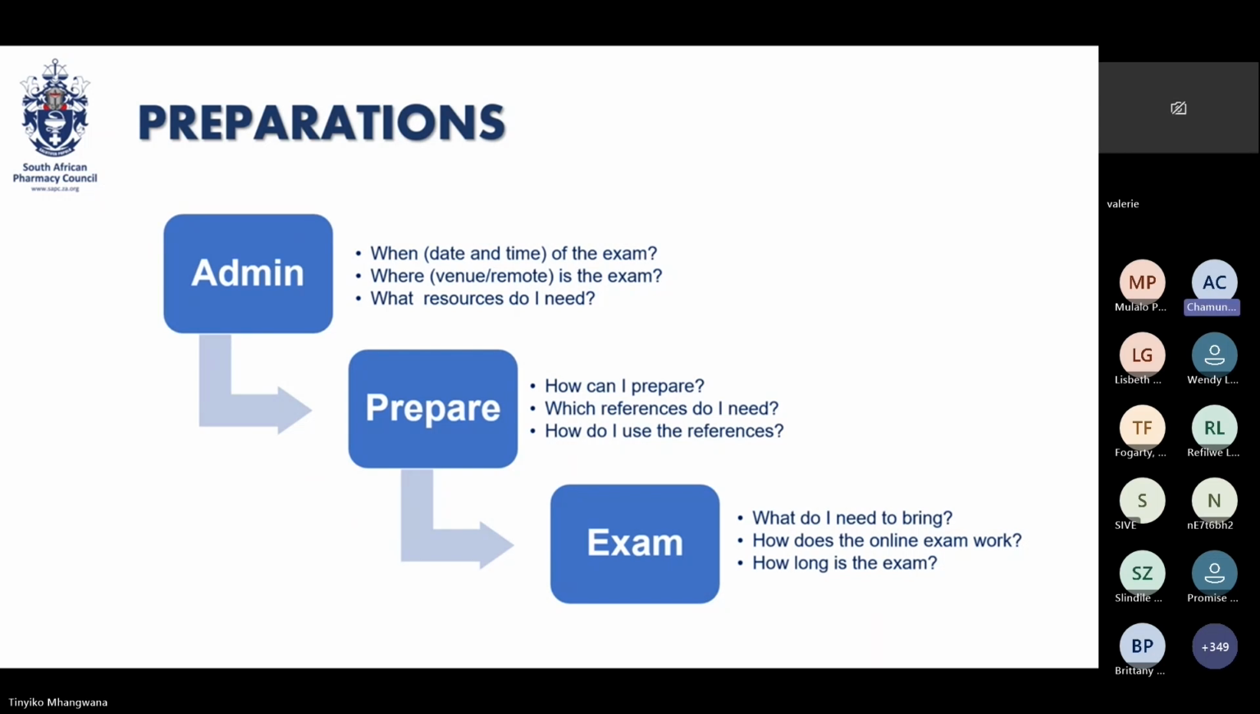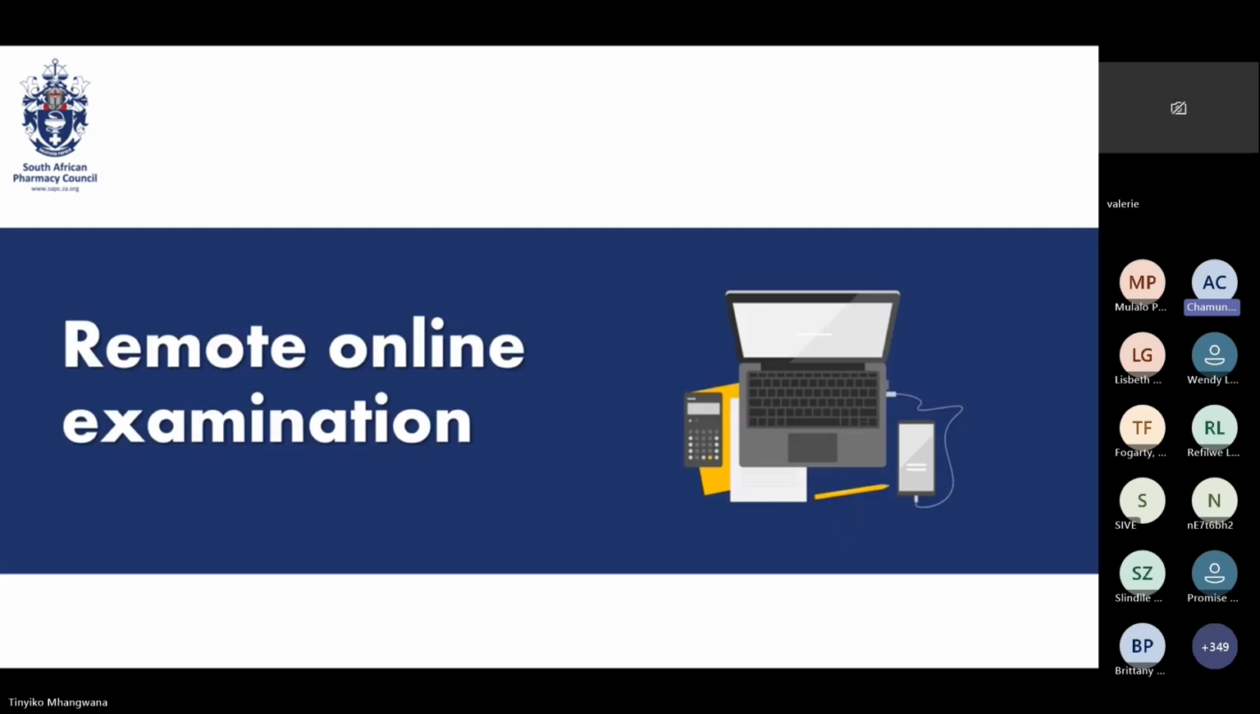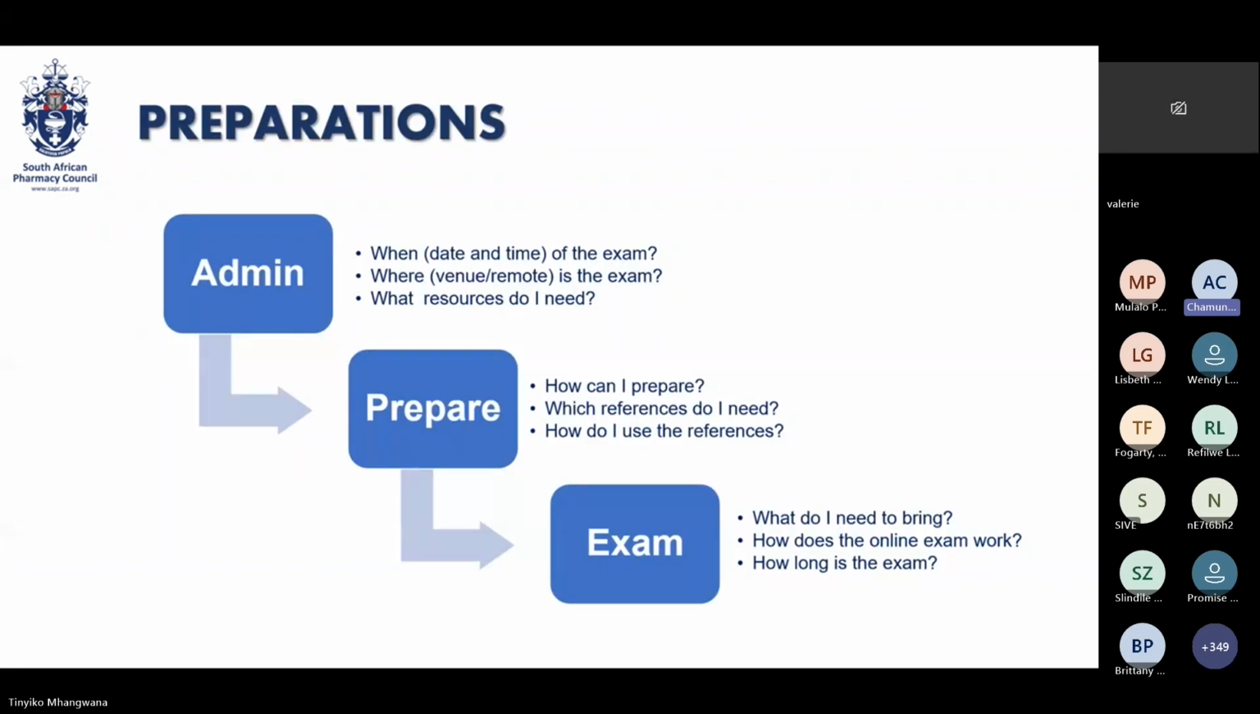And in terms of preparation, how can I prepare? Try to understand which references you need and how you use the references. And lastly, what do I need to bring to the exam? That's your reference material. And also what is going to be explained further by Metiniko is how the online exam works, the whole proctoring process, and the length of the exam.